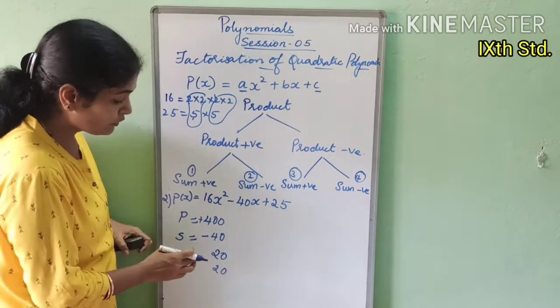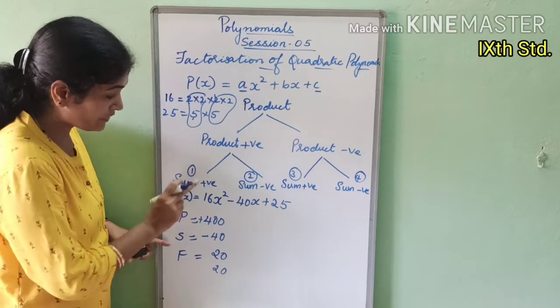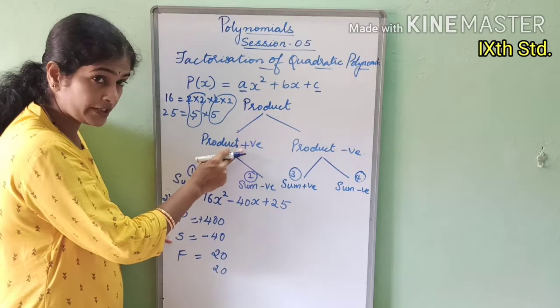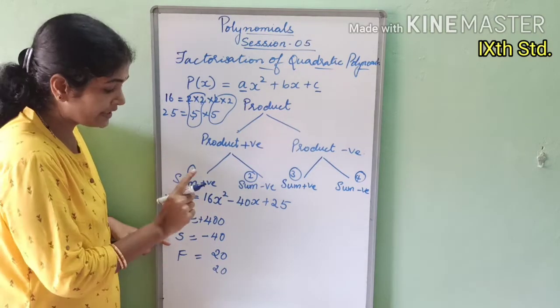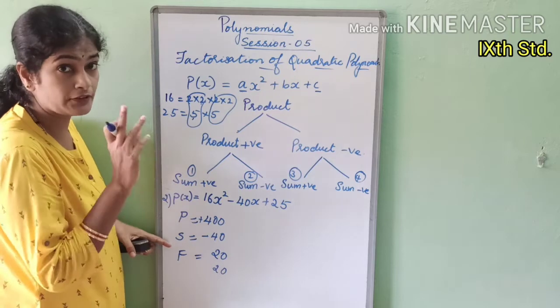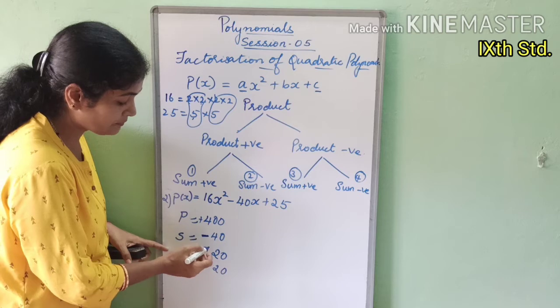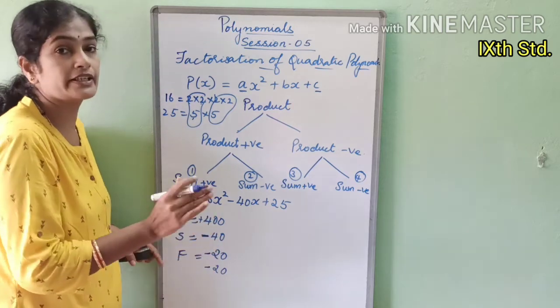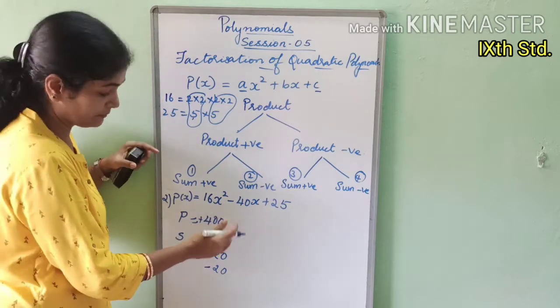Right, now focus on the sign. Which sign do we have to put? Whenever the product is positive, the factors will have the sign of the sum. The factors will have the sign of the sum. What is the sign of the sum? The sign is negative. So for both the factors you can put a negative sign. Now next you can split it up. So these are the factors.